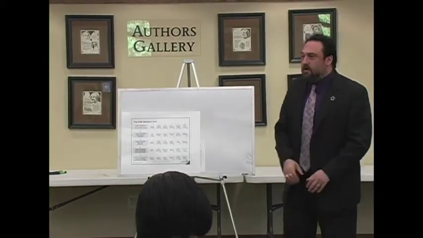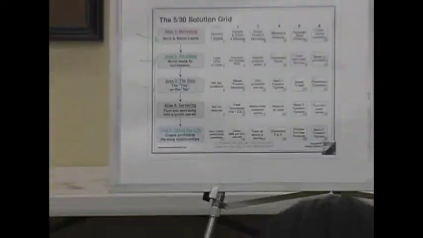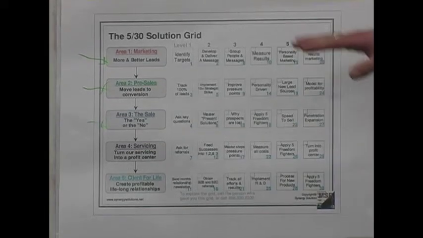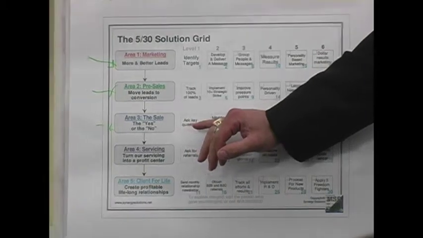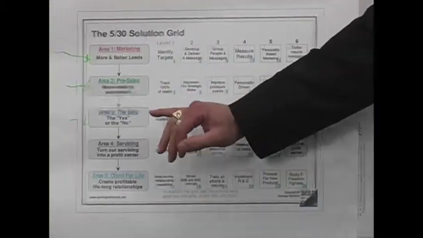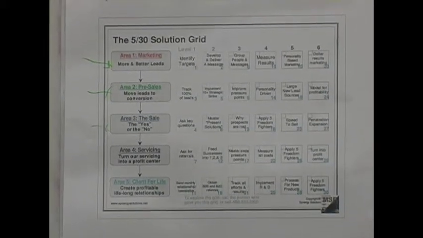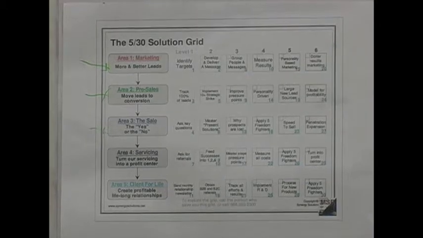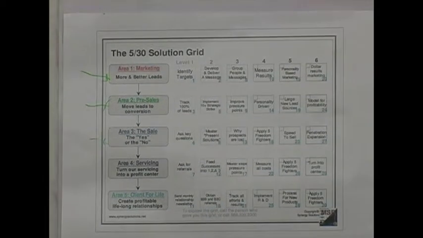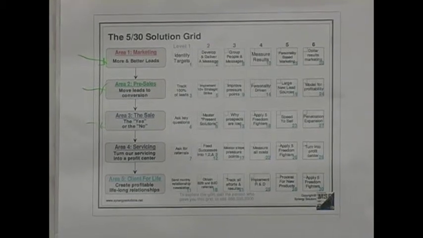For quick review, those of you who are not familiar with the 530 grid, I like to describe this as America. Every business has a particular set of processes. Those are marketing, pre-sales, the sale, servicing, and client for life, which is client development. You can look at this on page 5. If you think of this as flying in a plane, as you look down, there's a patchwork of America, fields and cities and towns, and it all looks the same from 30,000 feet.